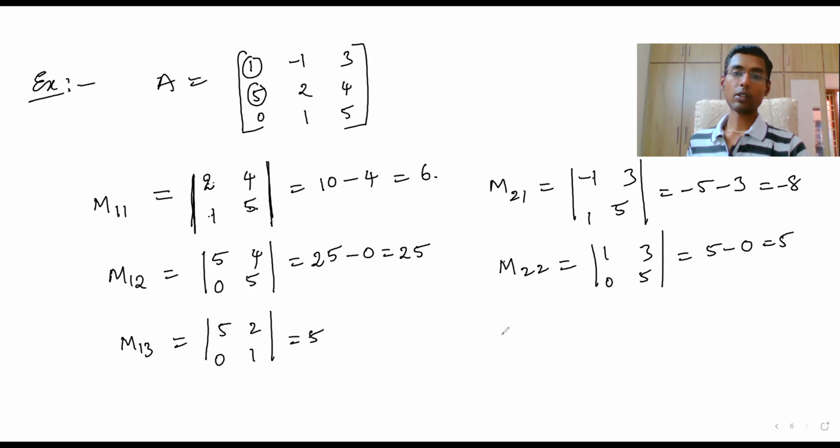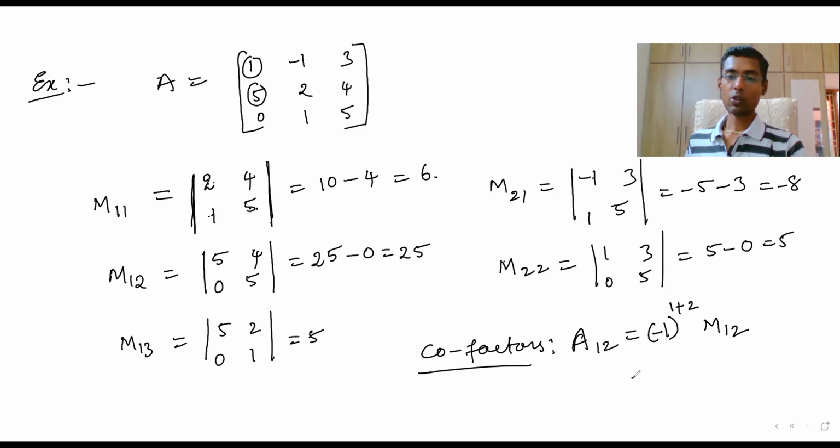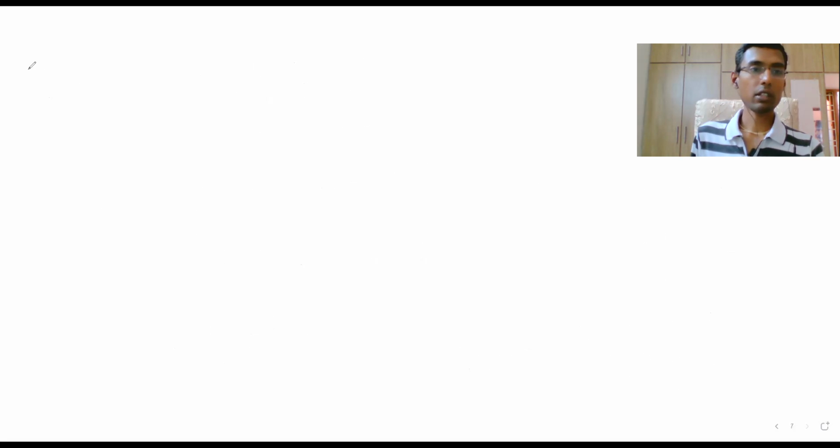Yes, sir. So then we can find the cofactors also like that. Let's say we have to find the cofactor for A12. How do you find it? Minus 1 to the power of i plus j, that is 1 plus 2, into M12. Simple like that. So that is minus 25. That's the only difference, so you may get minus or plus. Cofactor is like that.